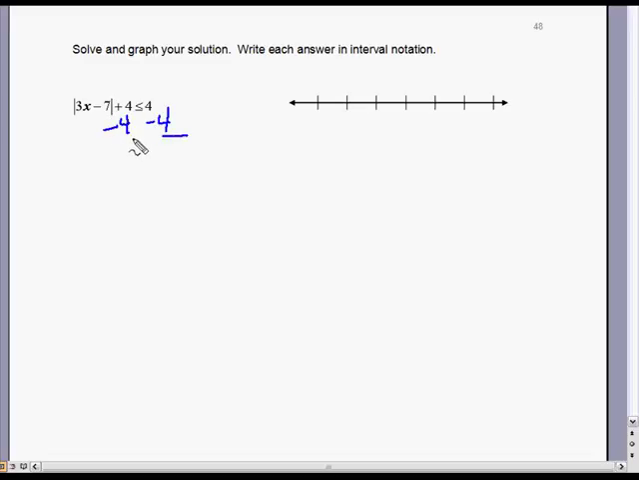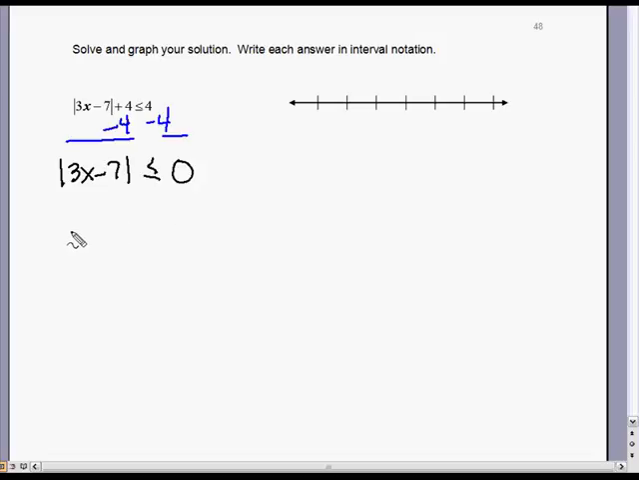So we can add a 4 to both sides of this inequality. We now have the absolute value of 3x minus 7 is less than or equal to 0. Now remember that your absolute values give you non-negative answers. So basically it'll give you 0 and all the positive numbers. Which ones of those are less than or equal to 0?